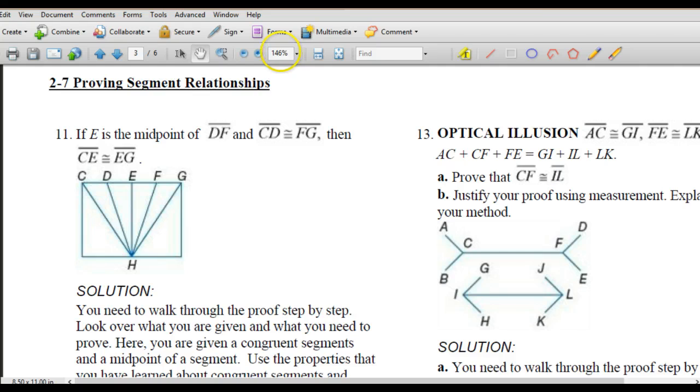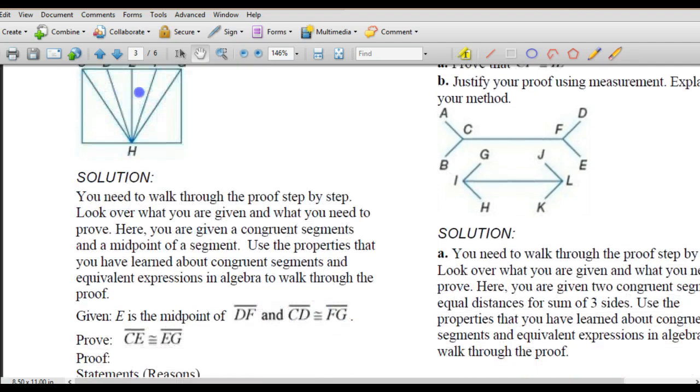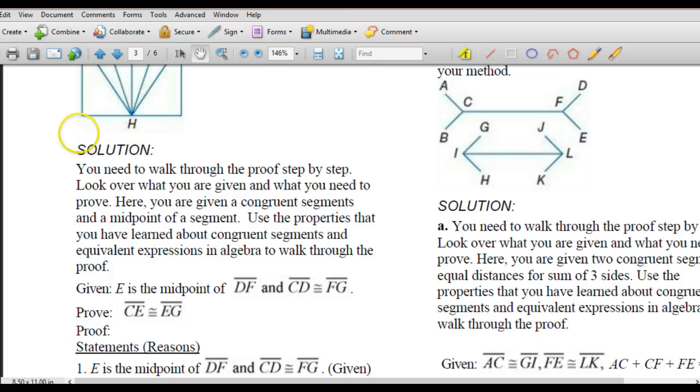On number 11, if E is the midpoint of DF, so E is directly in the middle of these other 2 points, and CD is congruent to FG, so those two have the same length, then we want to prove that CE is congruent to EG. So you need to walk through the proof step by step, look over what you're given, what you need to prove. Here you're given a congruent segment and a midpoint of a segment. Use the properties that you have learned about congruent segments and equivalent expressions in algebra to walk through the proof.